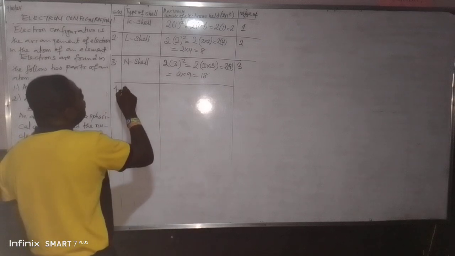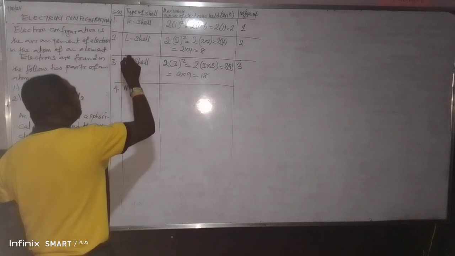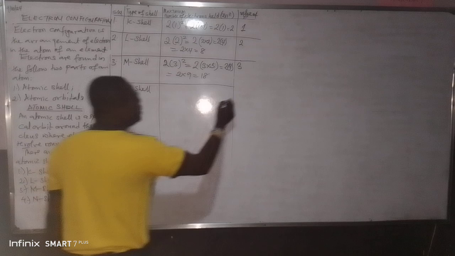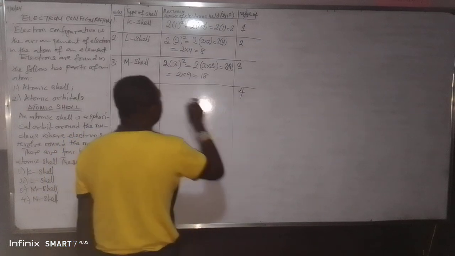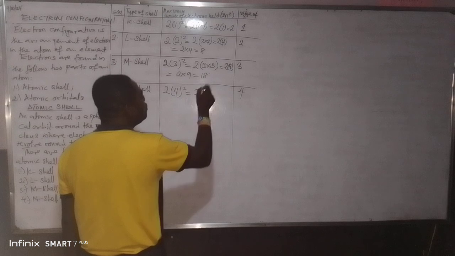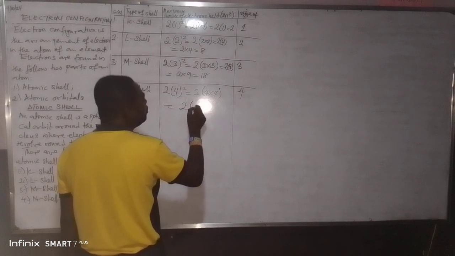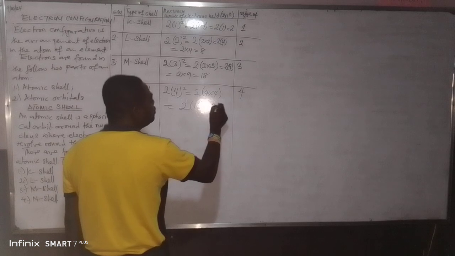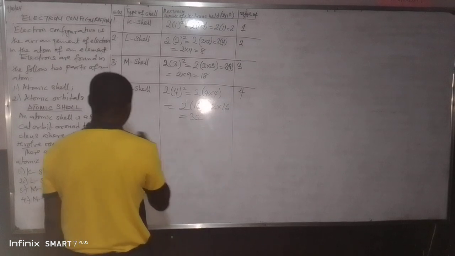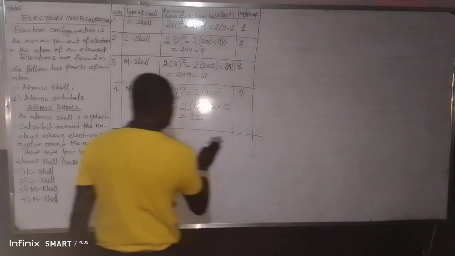Then we have N shell. For N shell, the value of n is 4. We have 2 into 4 squared, which is the same as 2 into 4 times 4, and that gives me 2 into 16, and the answer is 32 maximum number of electrons. Now, that is that.